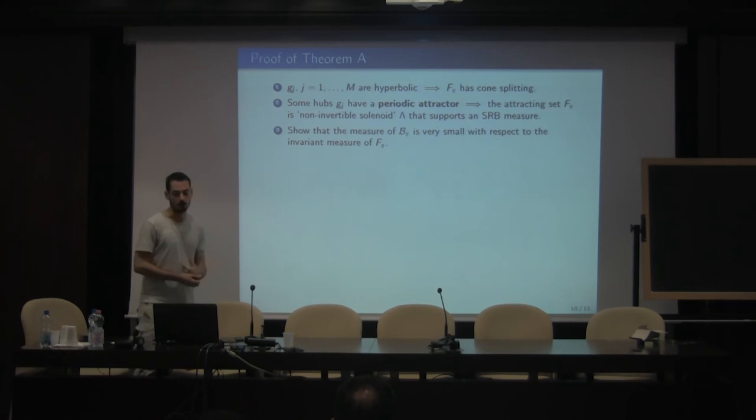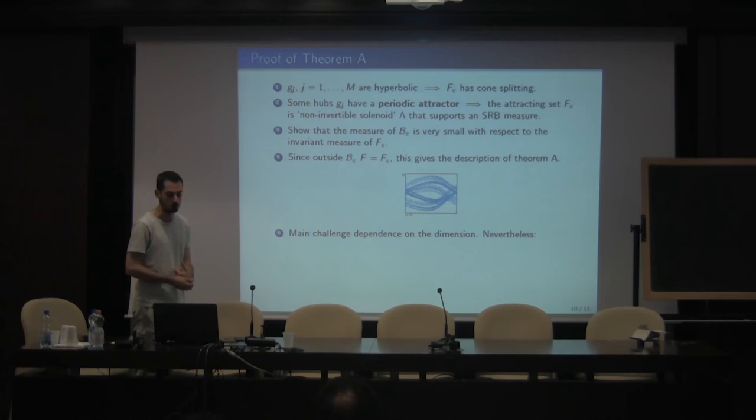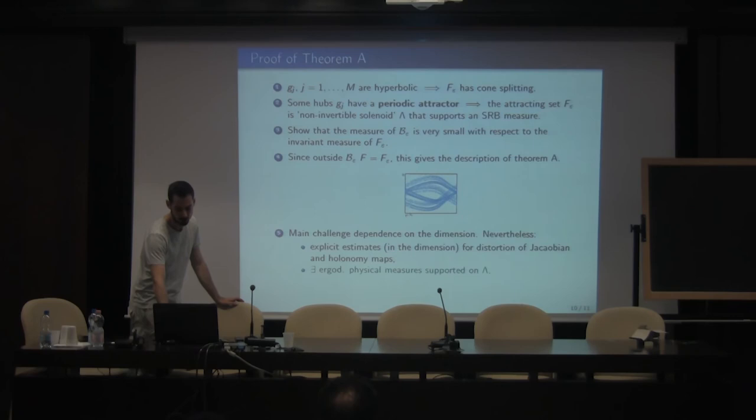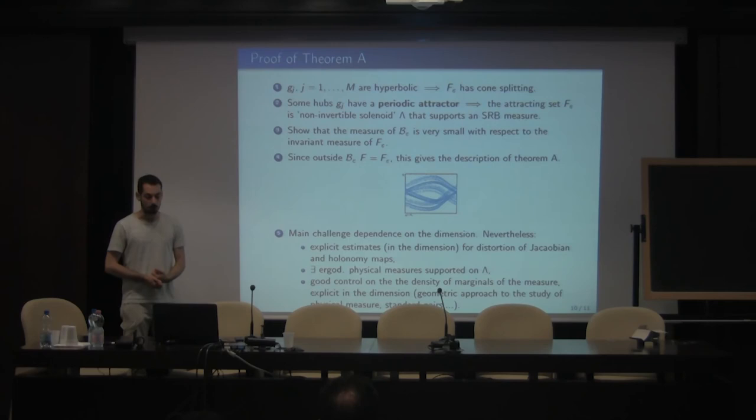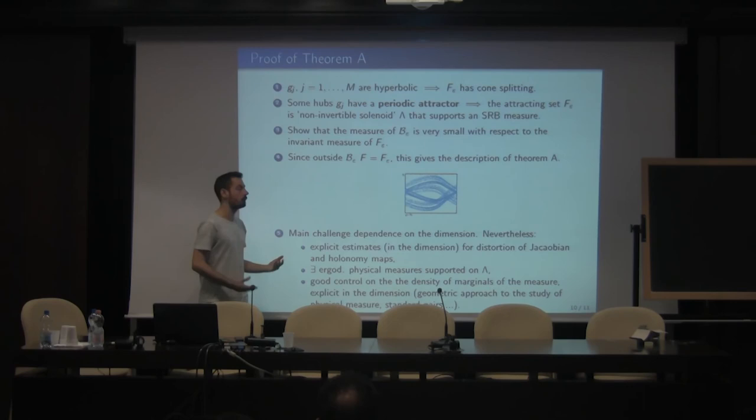You cannot argue locally. And so we found that the main challenge to overcome is, again, the dependence on the dimension. And we found the geometric approach useful here in this case because it lets us control very well the evolution of the densities, and in particular the dependence on the dimension, and so the propagation of nonlinearities in this case. And so we are able to prove, in fact, that the size of this set is still exponentially small, also for the invariant measure of the map F epsilon.